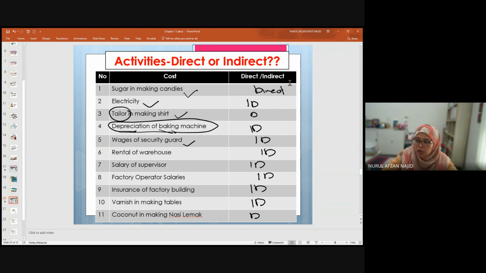So, I really hope that you boleh faham perbezaan antara direct or indirect. So, kalau soalan tanya direct, indirect ni, dia lebih kepada traceability. Okay, traceability. So, you are classify the cost tu according to traceability of the product. Okay.